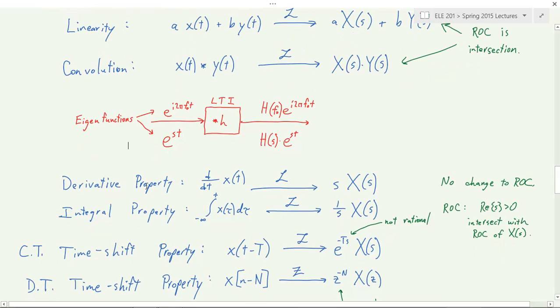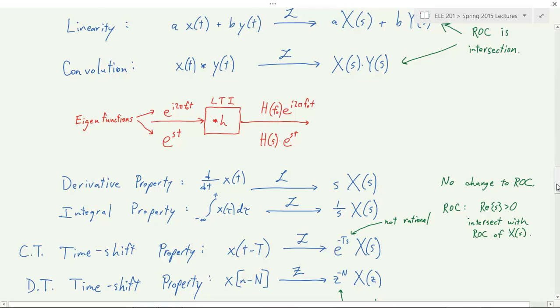We have a derivative property for continuous time. The derivative of a signal changes the Laplace transform simply by multiplying it by s. It's as simple as you can imagine. Very, very nice rule. The integral property, if you integrate from negative infinity to t, is the exact opposite. You divide by s. Now, when you divide by s, by the way, that adds a pole. If this was a rational Laplace transform, that adds a pole at s equals 0.